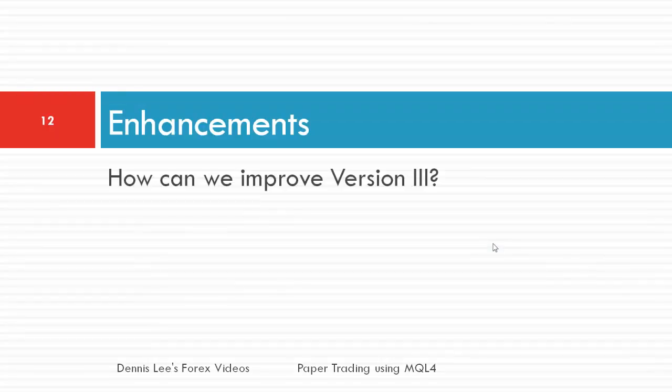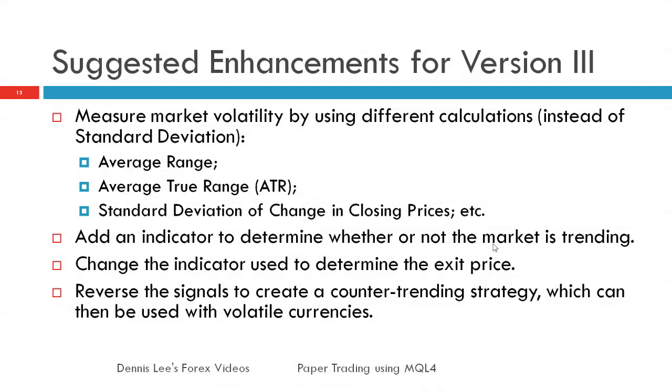In the next section, we look at several enhancements. First, we can measure market volatility by using different calculations instead of the standard deviation, such as average range, average true range, and the standard deviation of change in closing prices. Second, we could add an indicator to determine whether or not the market is trending. This will prevent the EA from trading during a ranging market.